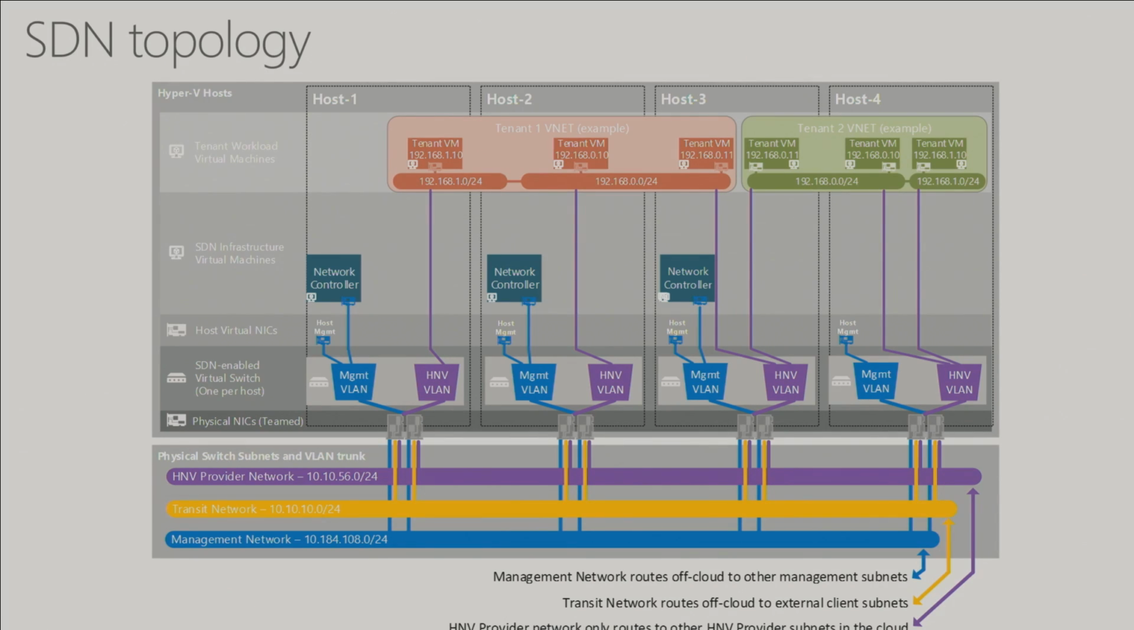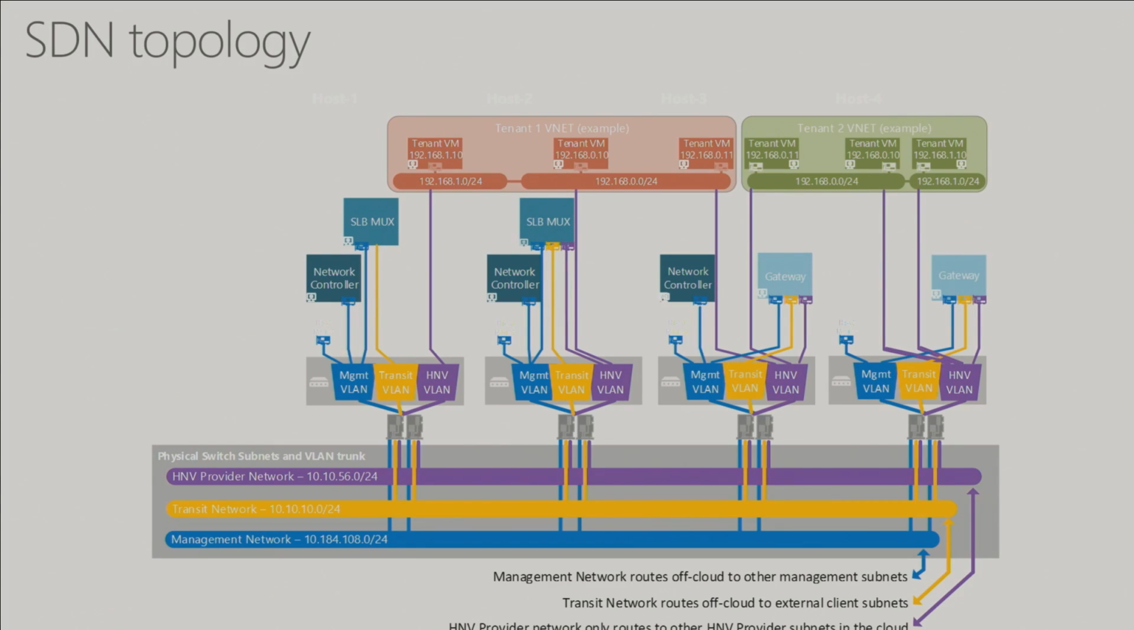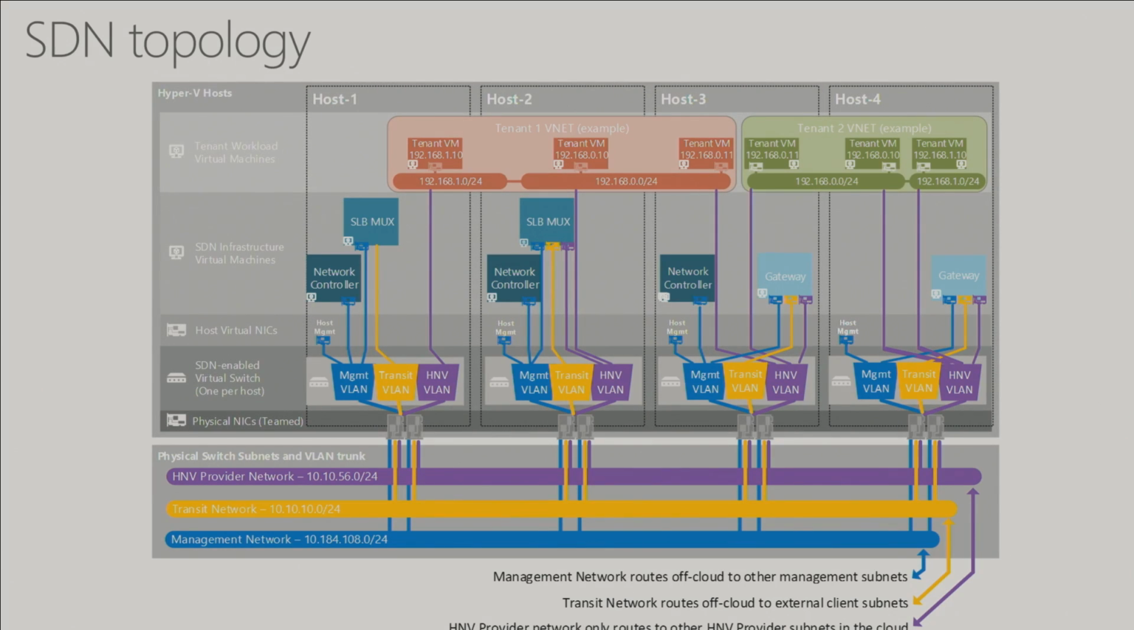It is getting too crowded, so I'm just going to remove the background to keep things simple. So now you have your network controller deployed. You have tenant networks created. Now you can deploy SLB, software load balancer, again using service template. And then you can deploy gateway for cross-network connectivity. So finally, this is how the picture will look.